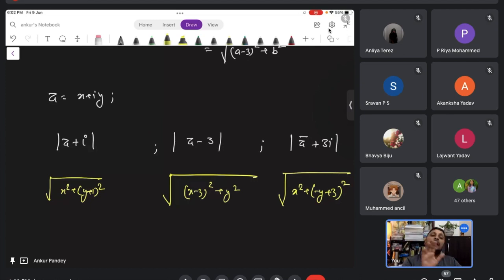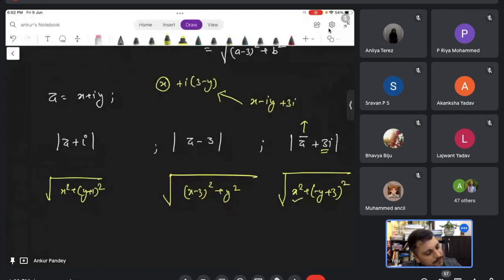Anyone who did not get any one part right? I didn't get the last one. Beta, what is the meaning of conjugate? Change the sign of the imaginary part. Remember? So x plus iy will become x minus iy, and then there is plus 3i. So we will say, sir, in this the real part is x, the imaginary part is 3 minus y. Okay?